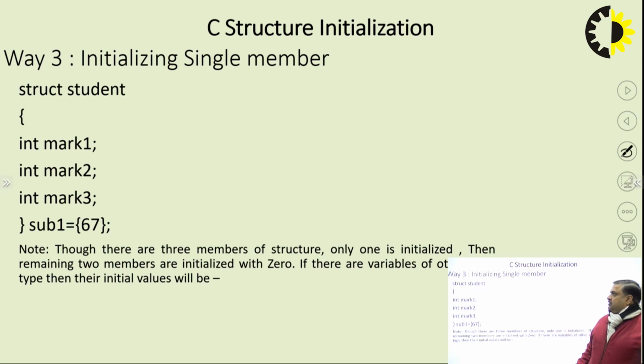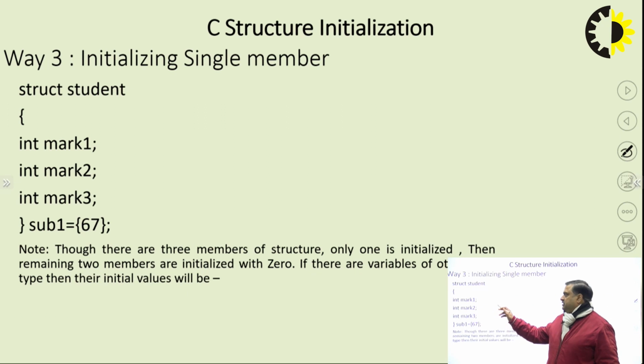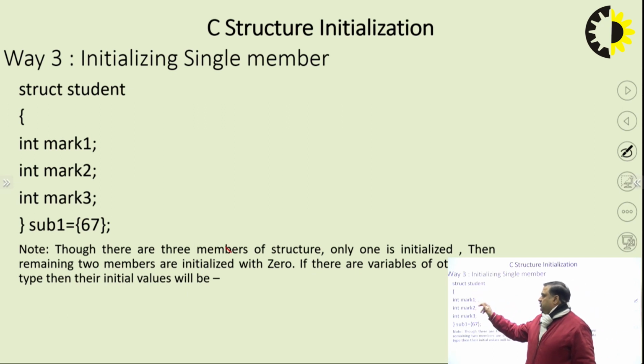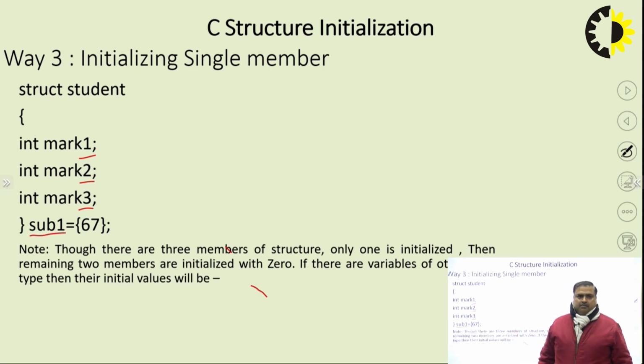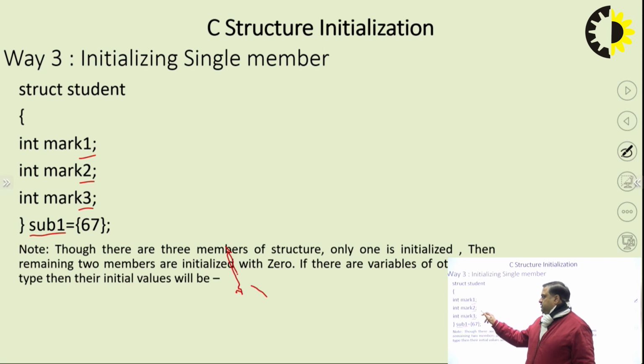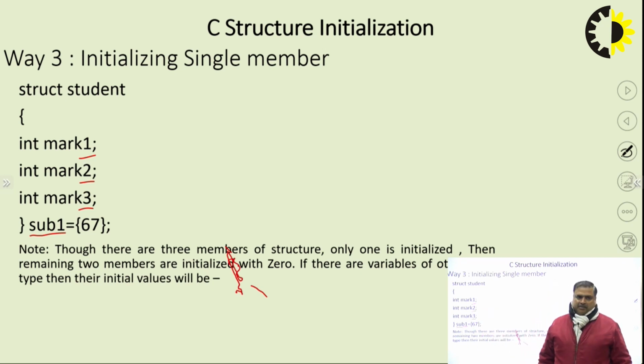Now third is initializing a single member. This you can also do. You have declared multiple members in a structure, but you have given data for a single member only. Like here in this example, struct student is created. There are 3 members, marks 1, marks 2 and marks 3, and I have created one variable of type subject 1, and we have given only one data instead of 3 data members.